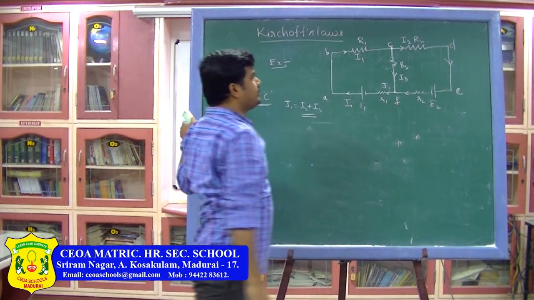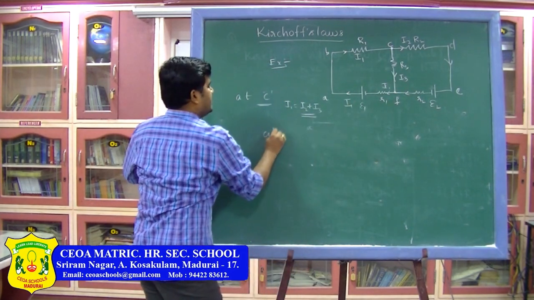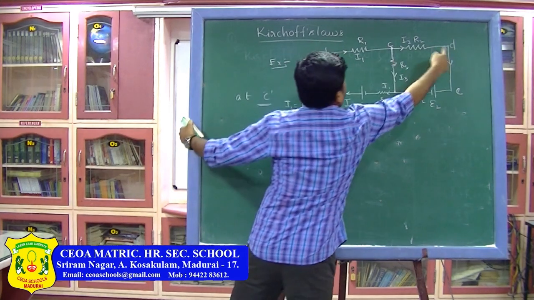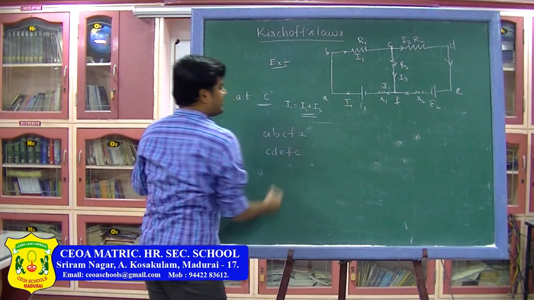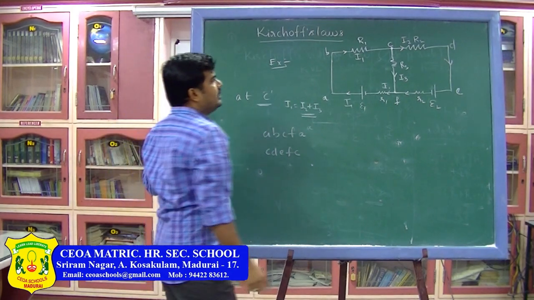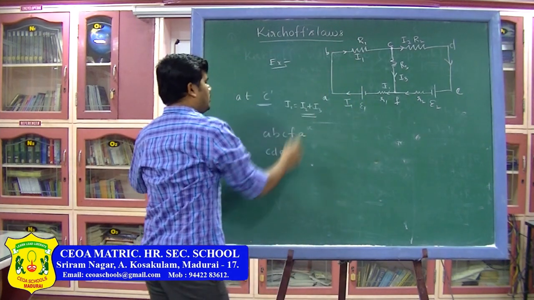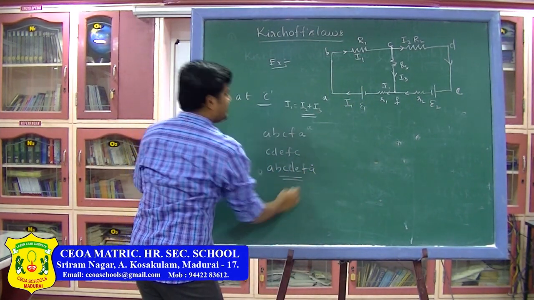So, there are three loops here. Let me write them one by one. A, B, C, E, F, A is one loop. Next, C, D, E, F, C is another loop. Similarly, A, B, C, D, E, F, A, that means the outer loop. So, these are the three loops.